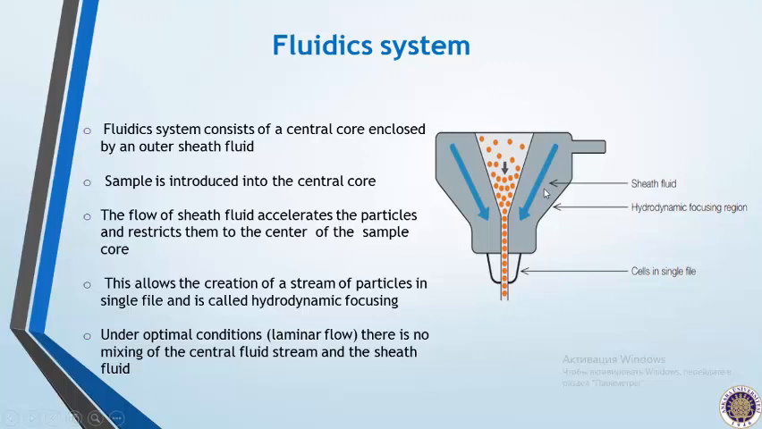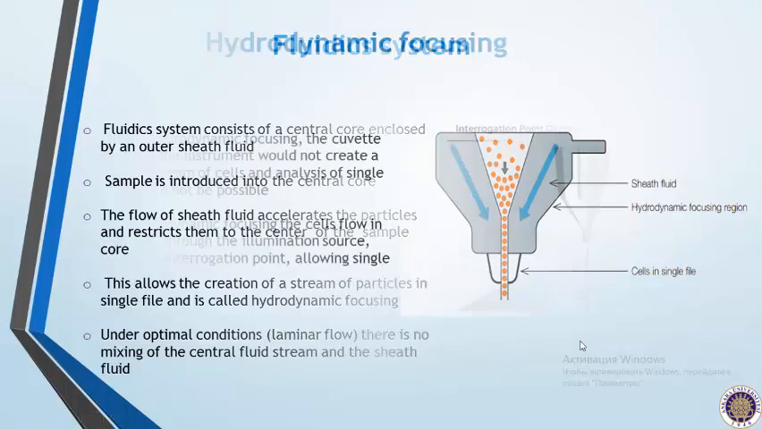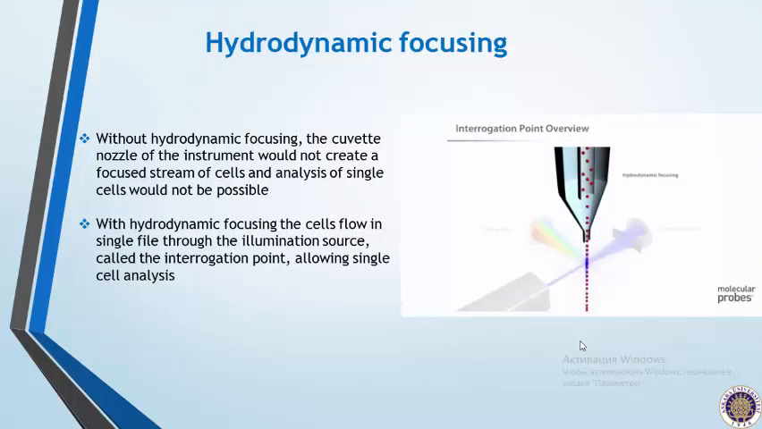The sample flowing in the center undergoes laminar flow. It means that it does not mix with sheath fluid, and also it undergoes hydrodynamic focusing. It means that as the diameter of the stream decreases, cells are confined to the center, as you can see from here. Hydrodynamic focusing is required because without it, the focused stream of cells would not be created, and analysis of single cells would not be possible.